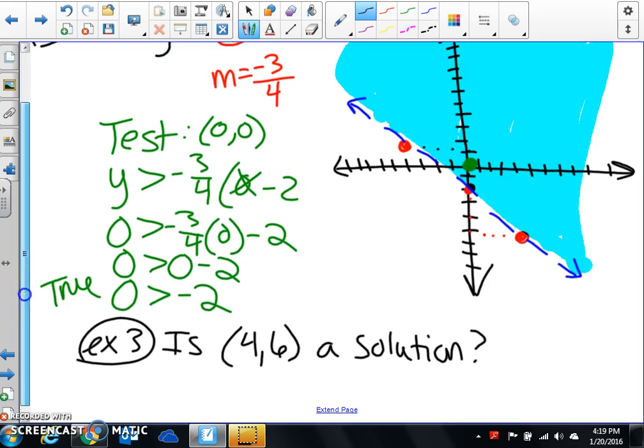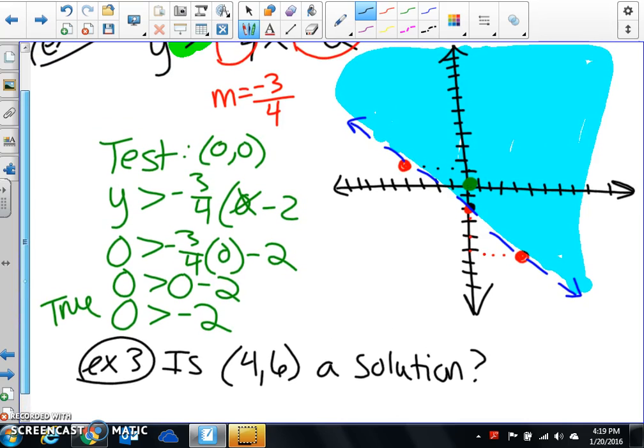What you would do is you would look at the graph and you would go over 1, 2, 3, 4, then up 1, 2, 3, 4, 5, 6. The point is there and it is in the shaded area. So yes, that is a solution.